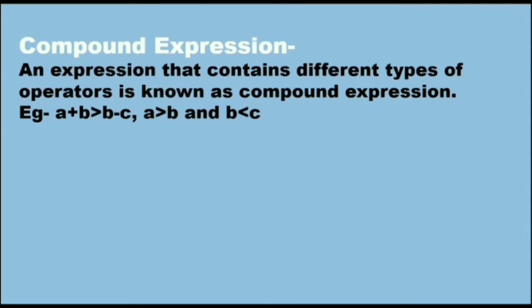Compound expression. A compound expression is an expression that contains different types of operators. For example, I have written A plus B greater than B minus C. Now in this expression, there is an arithmetic operator and also a relational operator. So this is a compound expression. In the same way, A greater than B and B less than C. Now here we have two types of operators. One is the relational operator and another is the logical operator. So this is also an example of a compound expression.